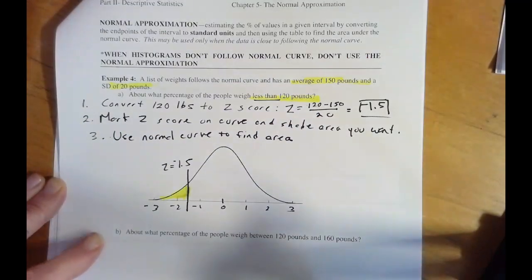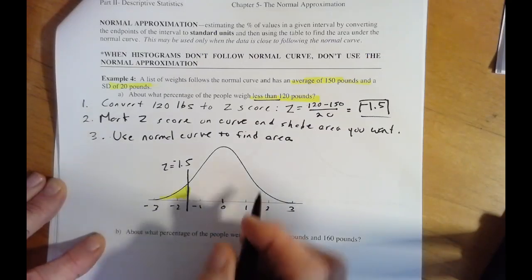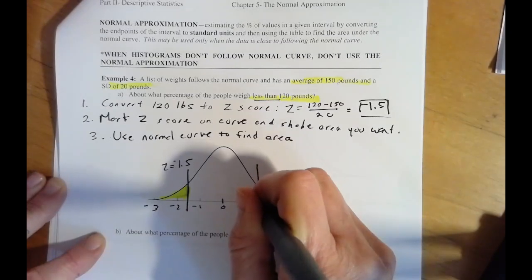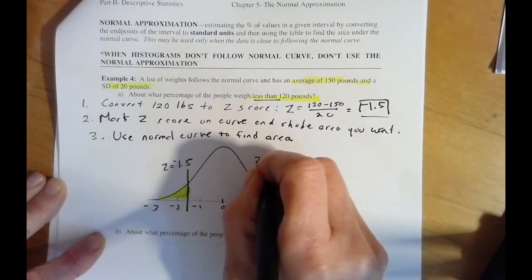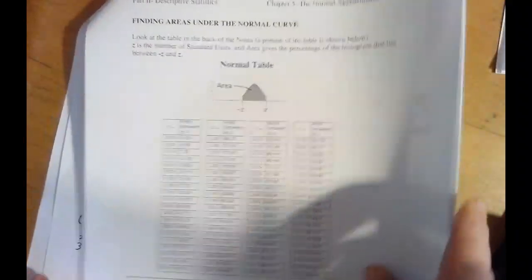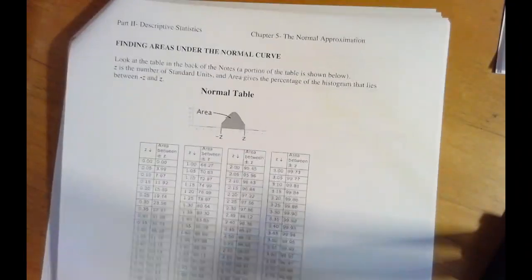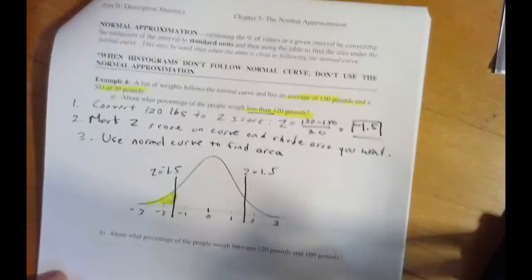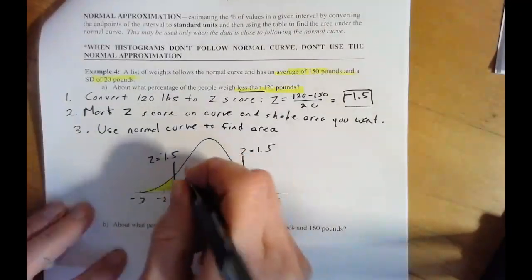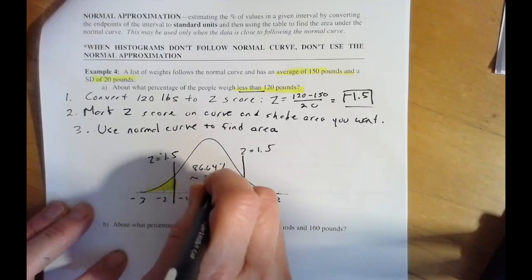So the normal curve gives us the area between z and negative z. So we have to get this middle area right here between negative 1.5 and z equals positive 1.5, and then figure out what that area is on the table. So we'll do that. So that's 1.5. It's 86.64%. Now let's just round to 87.